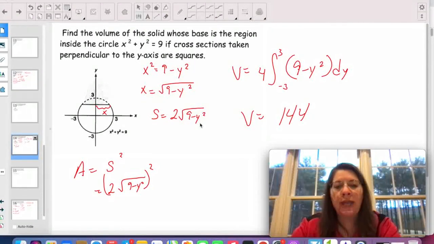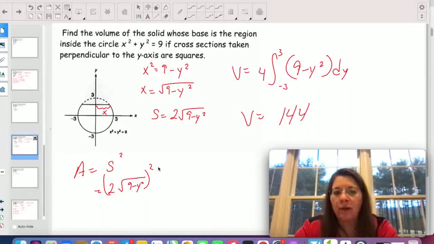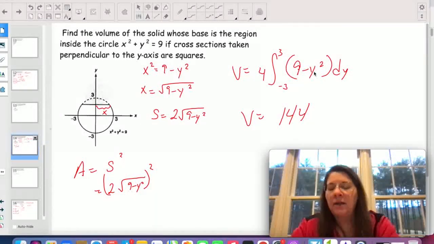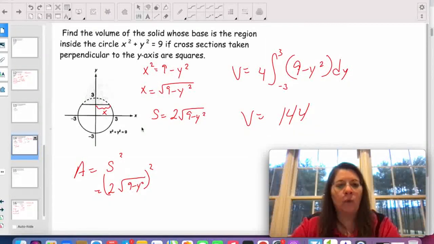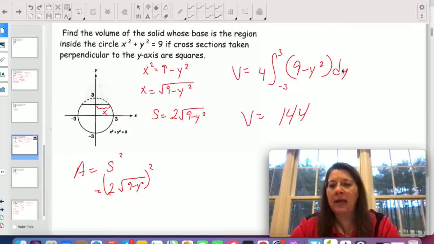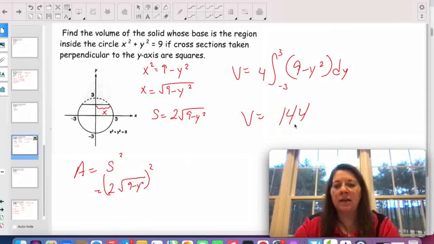Our formula for the area of the square is side squared. So we have to take this and square it, which is 2 square root of 9 minus y squared, squared. That is the area formula that I put in my integral. Now, when I square this, I end up with 4 times 9 minus y squared. I bring the 4 to the outside. I've got the 9 minus y squared behind the integral, and that's what I'm going to integrate. My boundaries go from -3 to 3. Those are on the y-axis because it's perpendicular to the y. And then when I integrate, I did that on my calculator. I ended up with 144.